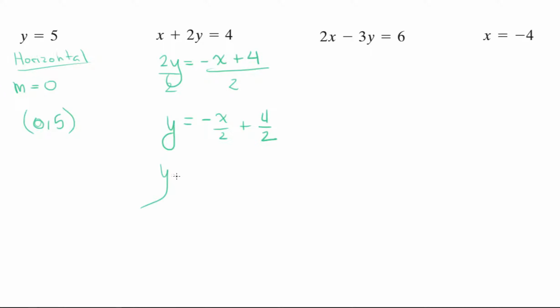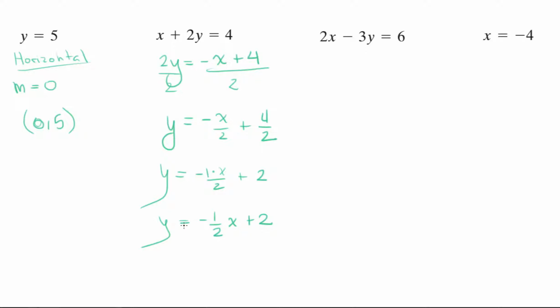So we continue. y equals negative x over 2. Now, negative x can also be viewed as negative 1 times x. So negative 1 times x over 2. And we know that 4 over 2 is 2. Now, negative 1 times x over 2, even though it seems weird, can also be written as negative 1/2 x plus 2.